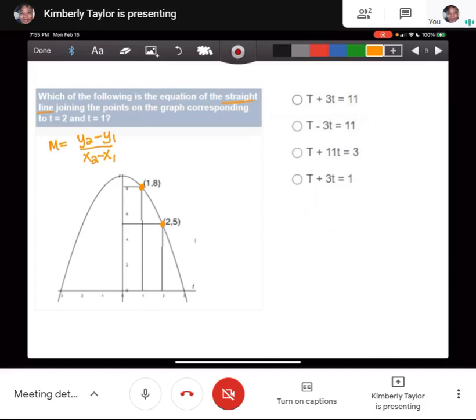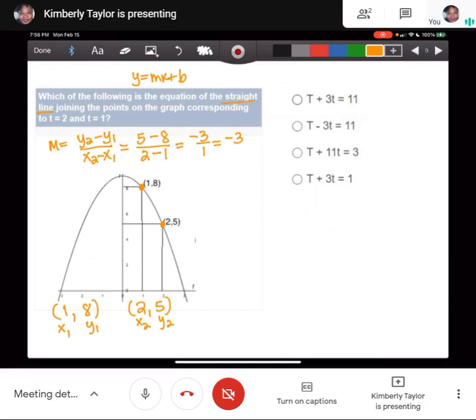So we have the ordered pairs, and I'm going to write them again just so you can see how I'm going to pick them. I have 1 and 8, and 2 and 5. When I label them, I'm going to label them x1 and y1, and this is going to be x2 and y2. So I get 5 minus 8 over 2 minus 1. This is going to get me negative 3 over 1, which is negative 3. So that's my slope.